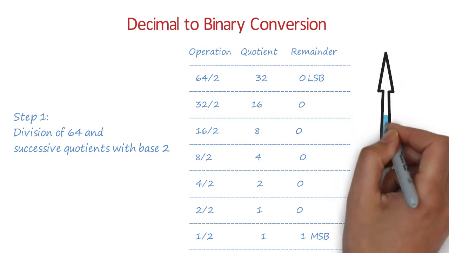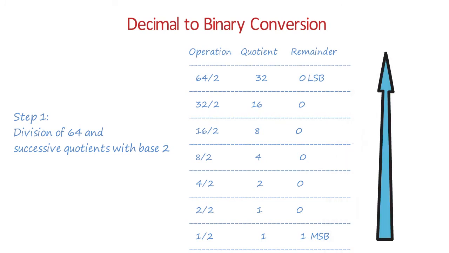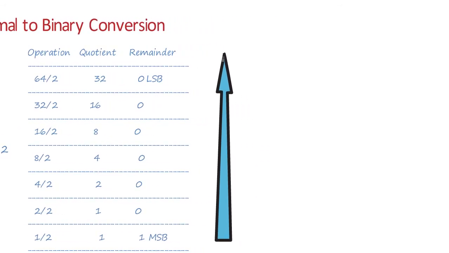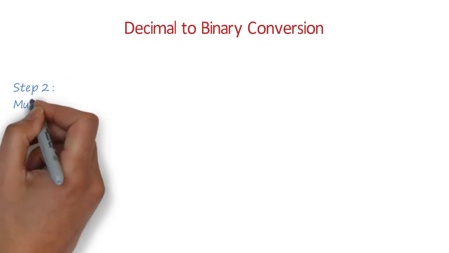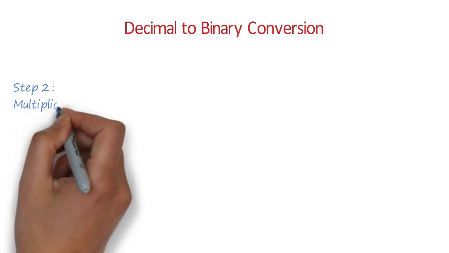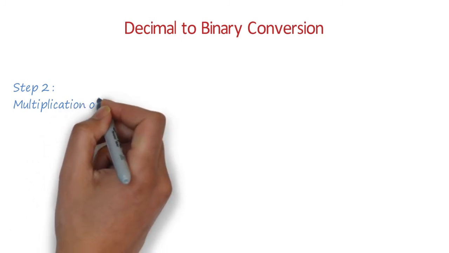So 64 of decimal is equivalent to 1000000 of the binary. Therefore the integer part of the equivalent binary number is 1000000. Now let us move to step number 2, where we will deal with the fraction.